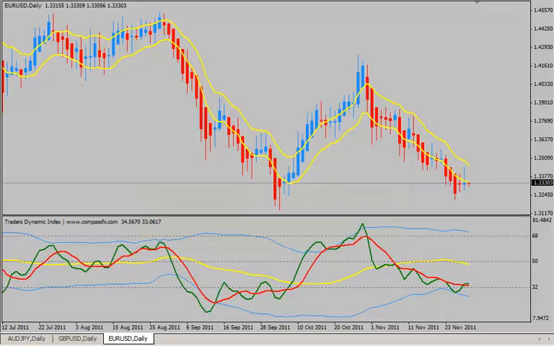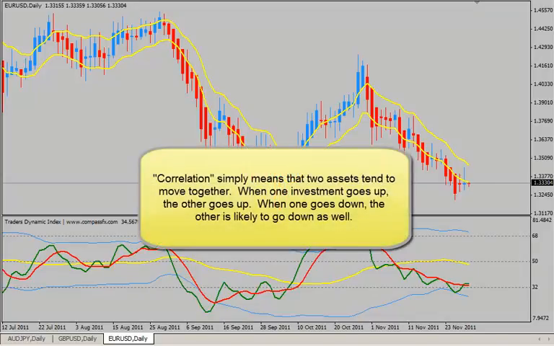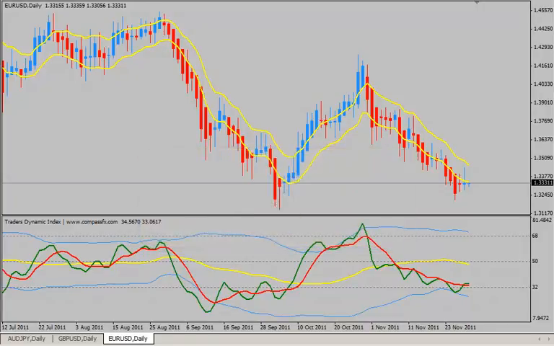Now, correlation is a big word, but it just simply means that two assets tend to move together. When one investment goes up, another investment, similar in some respects, goes up with it. And when one goes down, the other one goes down as well. So, for instance, you might have noticed here lately that sometimes the Dow and the S&P will start making a strong move up. That's an equity market. While at the same time, the euro dollar and the pound dollar will rise.